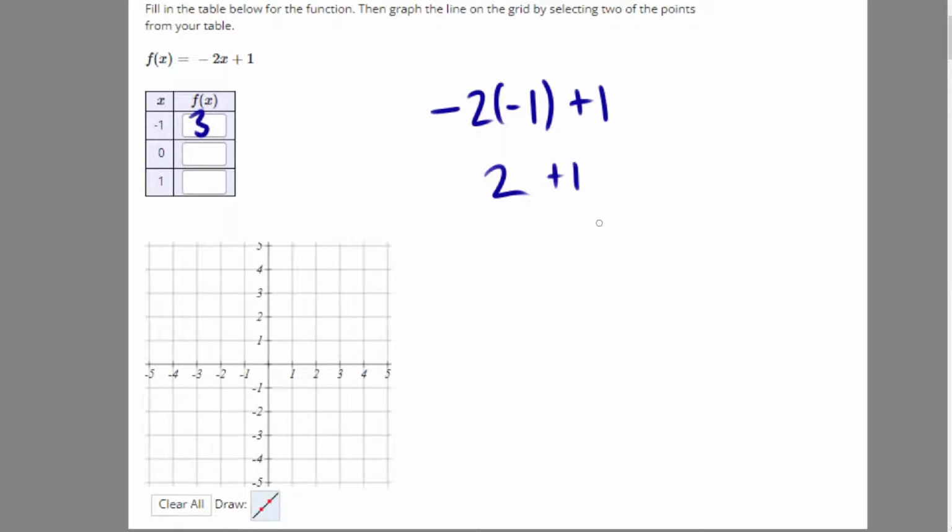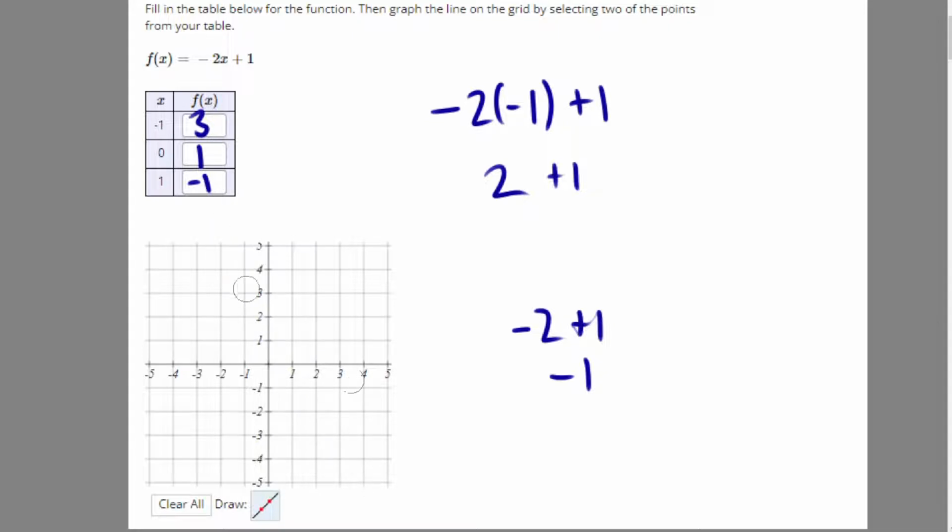And then for 0, we know our y-intercept is 1, so we can just put that in there. And then we can plug in 1, so that'd be -2 plus 1 equals -1. And then when you're graphing, you can do (0, 1), (1, -1), or (-1, 3), something like that. You just have to drag in two points.